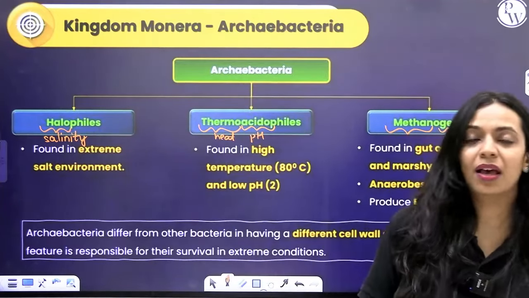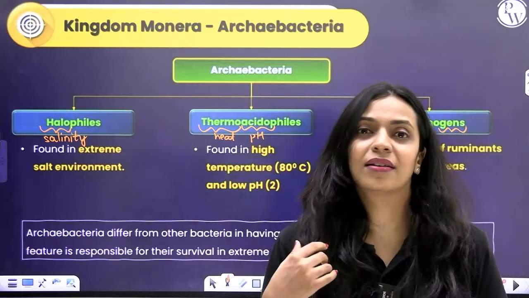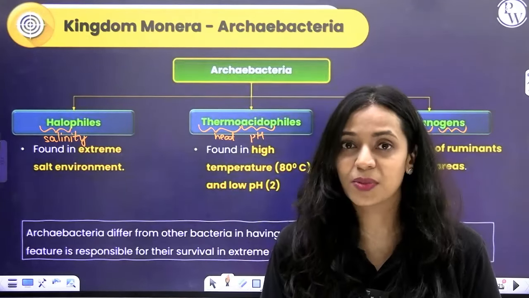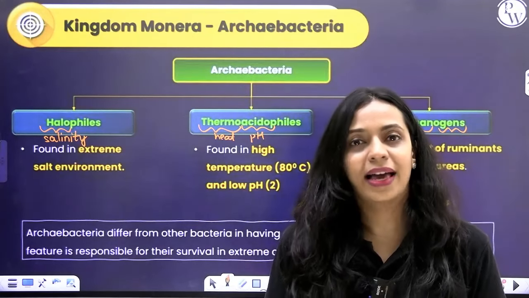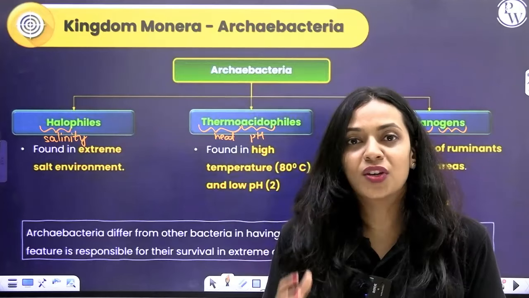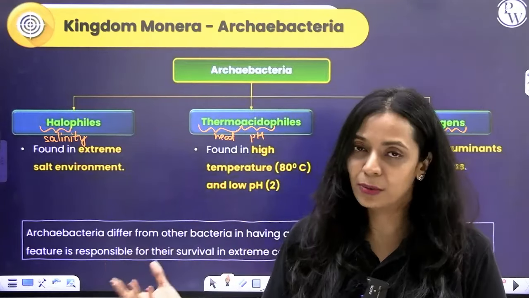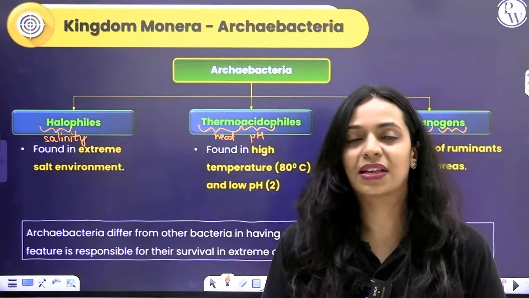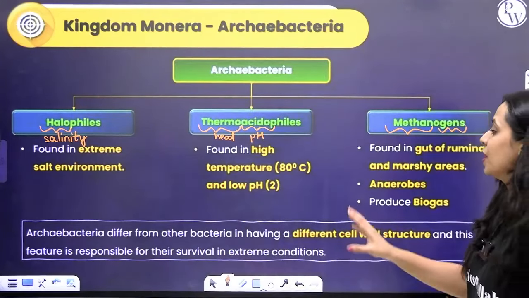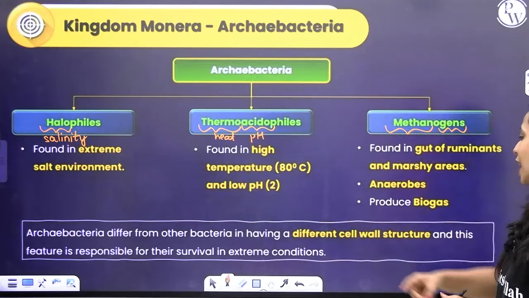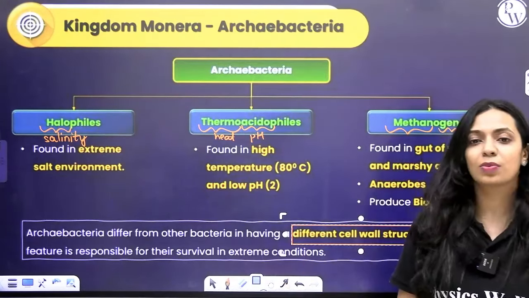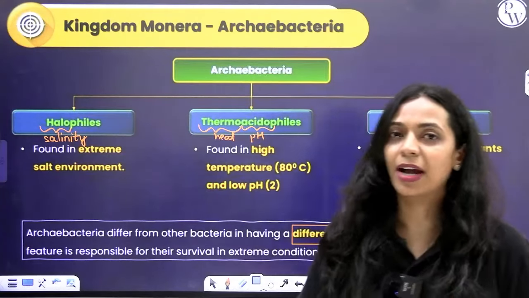Now you might ask me, how is it that these organisms are capable of surviving in such extreme habitats where not many organisms can survive, right? So the reason lies in the structure of its cell wall. The structure is very different from the cell wall of other bacteria. Because of the modified structure of its cell wall, it is capable of surviving even in such extreme harsh habitats. Okay, so archaebacteria differ from other bacteria in having a different cell wall structure, and this feature is responsible for their survival in extreme climatic conditions.